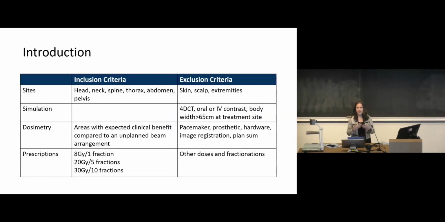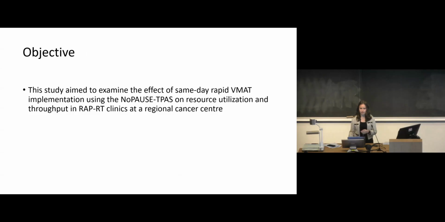And in order for this to be a seamless and efficient process, we do have inclusion and exclusion criteria for the use of the automated planning script. So essentially, we're wanting to include patients that are having an anatomical body site treated that we would expect a clinical benefit of using a VMAT versus a POP plan. And we're going to exclude anything that could complicate use of the script. So things like requiring a 4-dimensional CT for planning, a pacemaker, or a prosthetic.